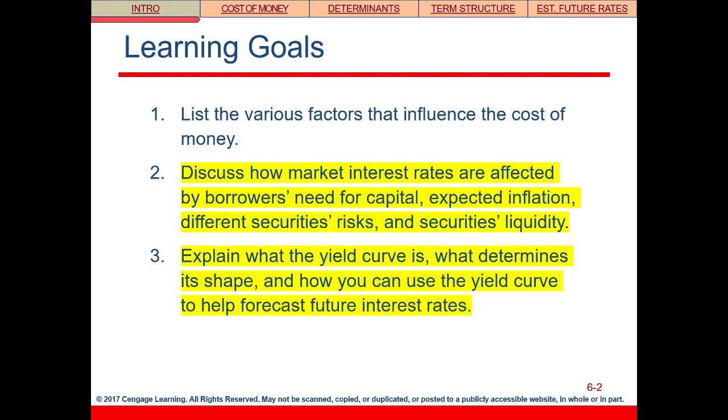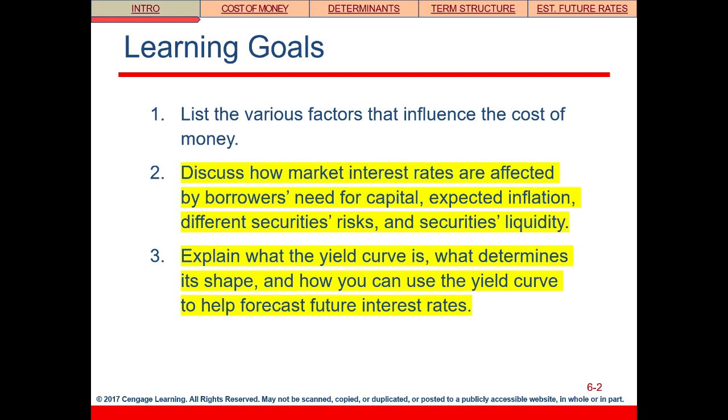There are 3 learning goals in this chapter. First one is to list the various factors that influence the cost of money. This is related to Sector 1. Learning goal 2 is to discuss how market interest rates are affected by borrowers' needs for capital, expected inflation, different securities risks, and securities liquidity. Here it has listed 4 factors or determinants of interest rates.